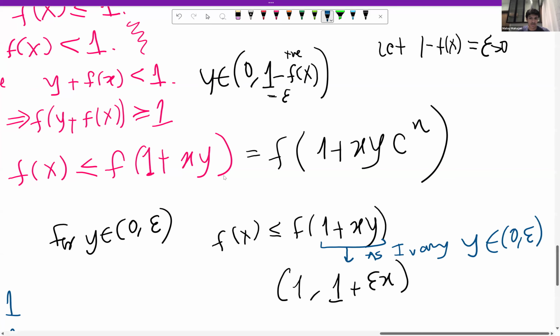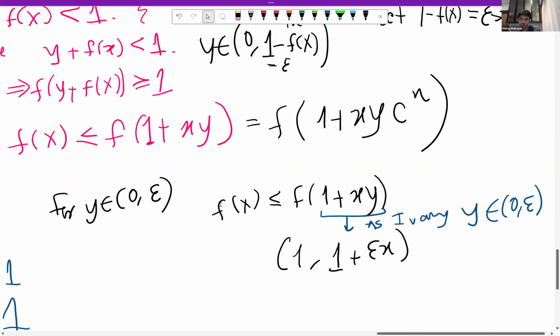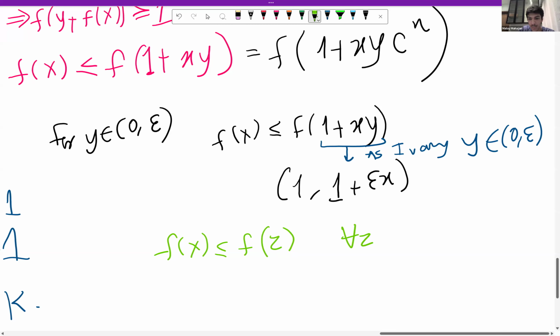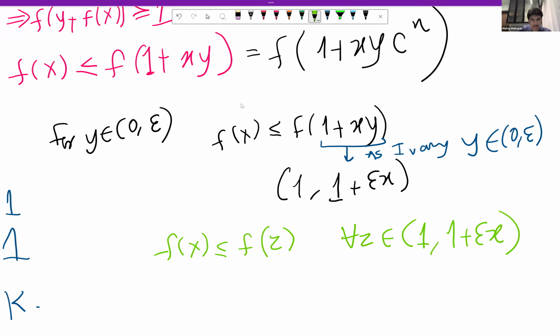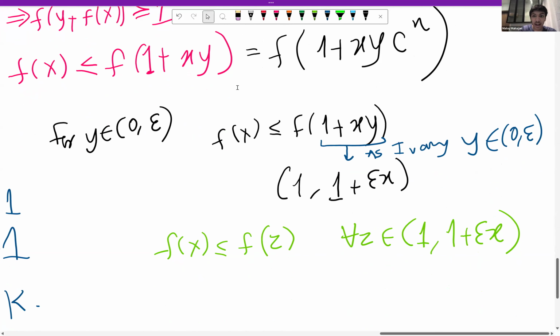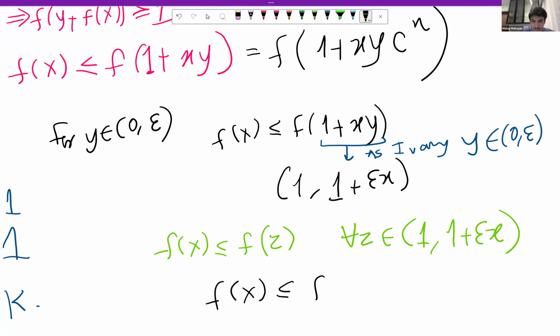As I vary y from 0 to epsilon, 1 plus xy simply varies from 1 to 1 plus epsilon x. So I get f of x less equal f of z for all z belonging to 1 comma 1 plus epsilon x. Now I use the bound once more: f of x is at max f of 1 plus xy times c.